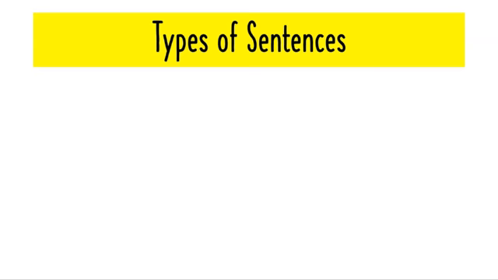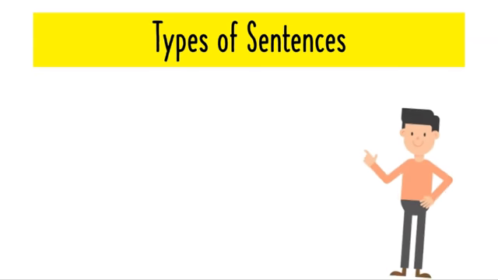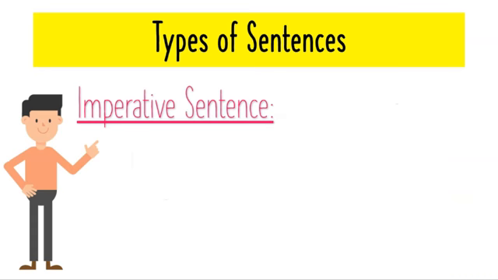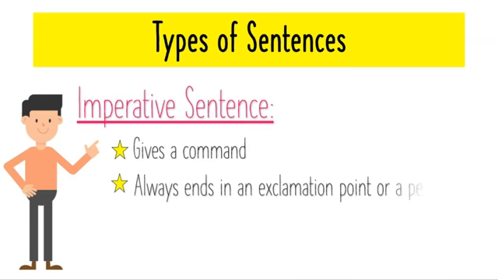The fourth type of sentence we'll talk about is an imperative sentence. An imperative sentence gives a command, and it always ends in an exclamation point or a period.